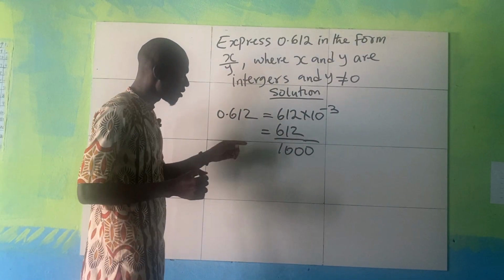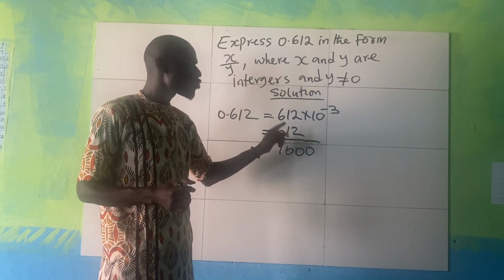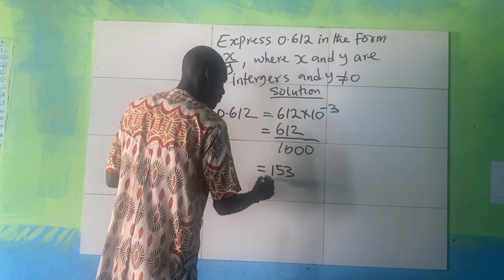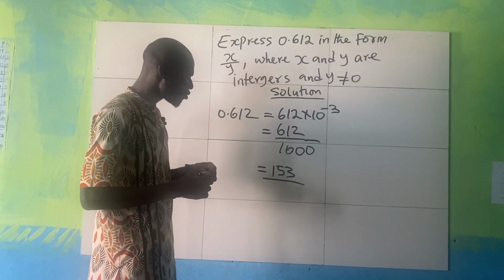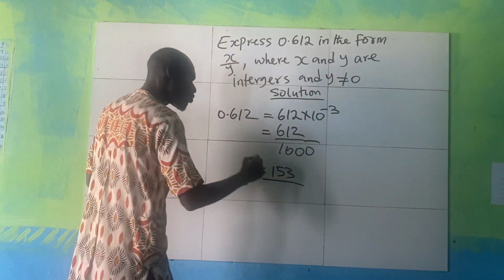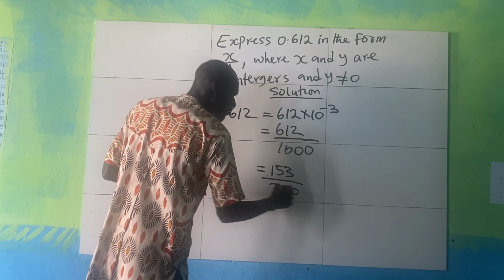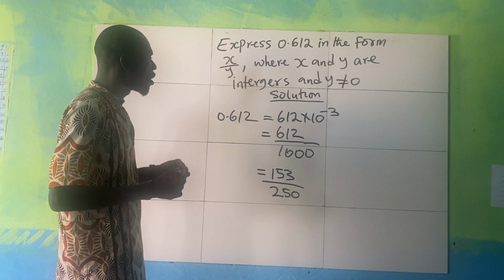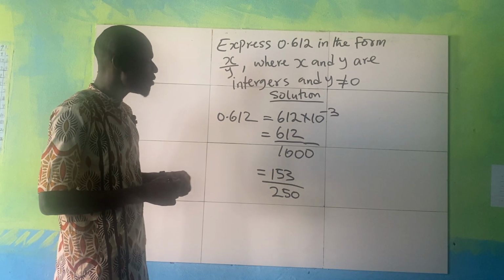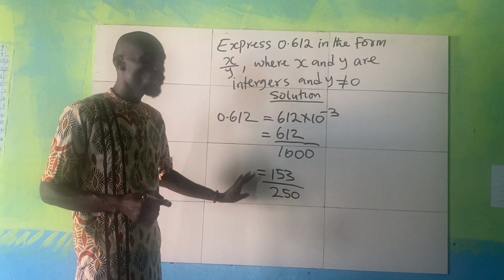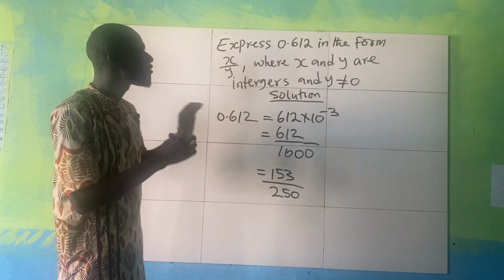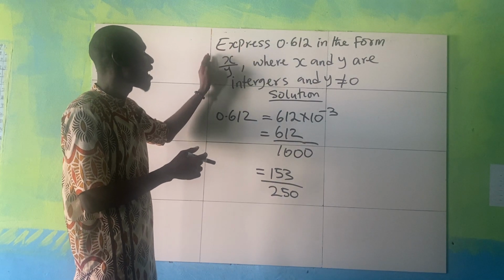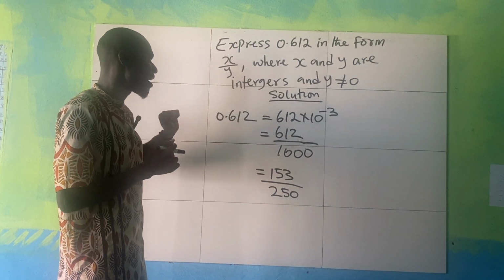At this point, if 4 goes into 612, our answer will give us 153. And if 4 goes into 1000, we are going to have 250. So at this point, we cannot reduce the fraction anymore. So our final answer will be 153 all over 250. So we have successfully expressed this decimal number as a fraction, x over y.